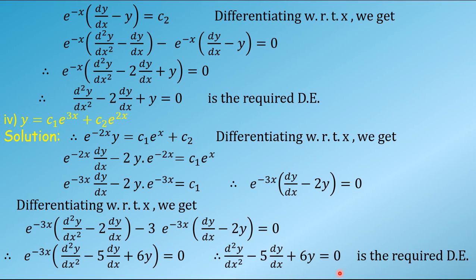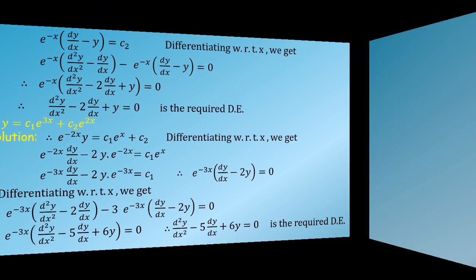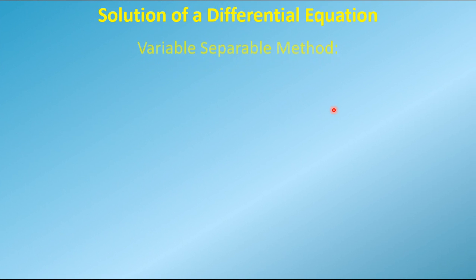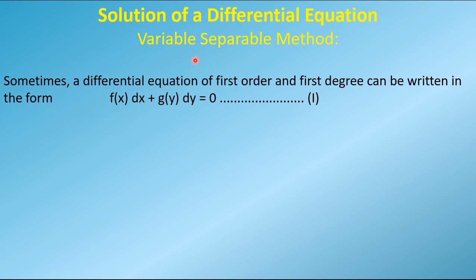So these are the four examples of how to form the differential equation. Now the next part is how to solve a differential equation. Solution of a differential equation. The first method is variable separable. The name contains everything. You have to separate the variables x and y.